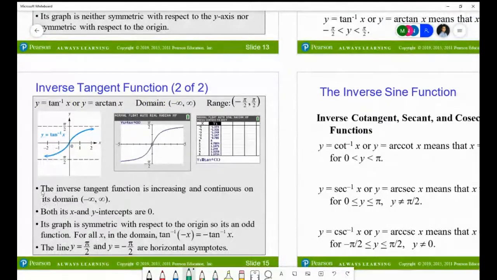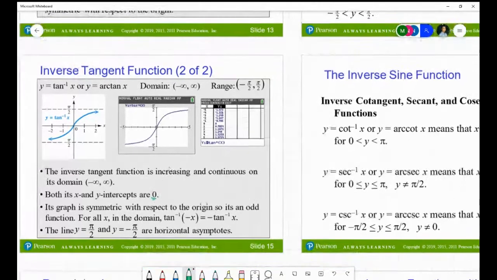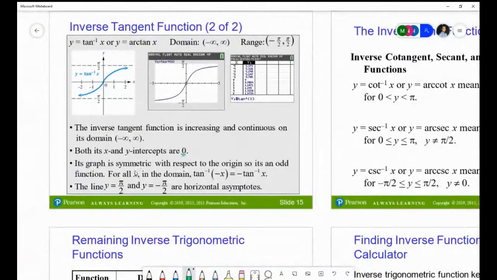And here are the properties of its inverse function. You can see that the domain is negative infinity to positive infinity, both of them have (0, 0) as their x and y intercept, and it is symmetric with respect to the origin. And we have two horizontal asymptotes, y equals pi over 2 and negative pi over 2. This one right here is as x approaches positive infinity, and this is as x approaches negative infinity.